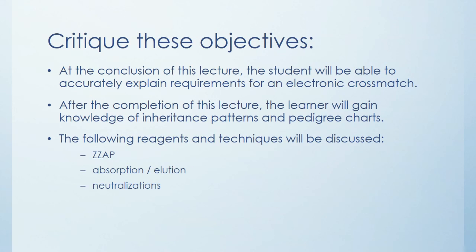So we're going to critique some more objectives. Okay, so at the conclusion of this lecture, the student will be able to accurately explain requirements for an electronic cross-match. All right, so we have our conditions, so they've done the learning activity. We have our audience, and then we want to accurately explain requirements for an electronic cross-match, and we can assume with 100% accuracy. On the whole, I think this is a pretty good objective. I don't really have too many problems with it.